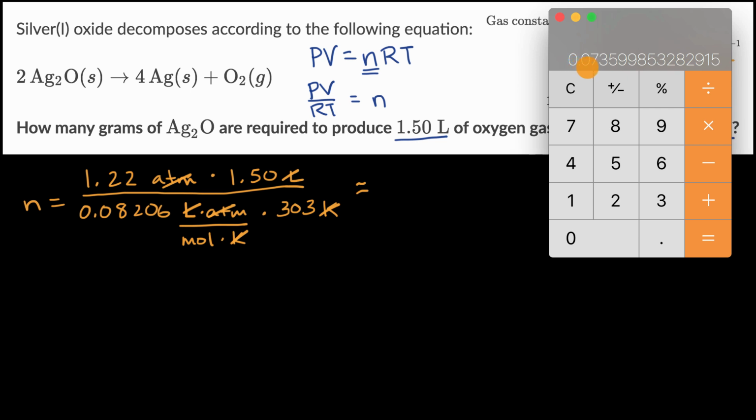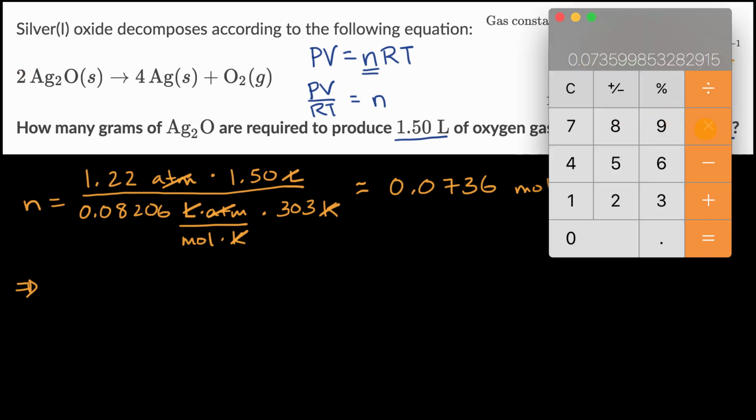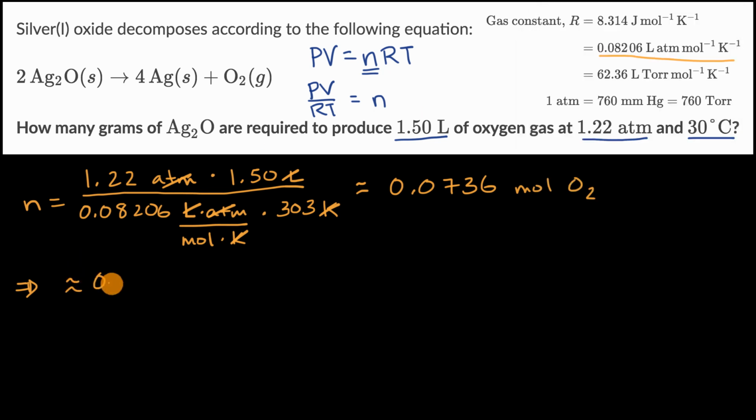So 0.0736. So 0.0736 moles of molecular oxygen is how much we need to produce to get this volume at this pressure at this temperature. And so we're going to need 2 times this number of moles of silver oxide, because notice for every 1 mole of molecular oxygen we produce, we need twice as many moles of silver oxide. So let's multiply this times 2. So times 2 gets us, and once again 3 significant figures, 0.147. So this is approximately 0.147 moles of silver oxide that we need to produce.